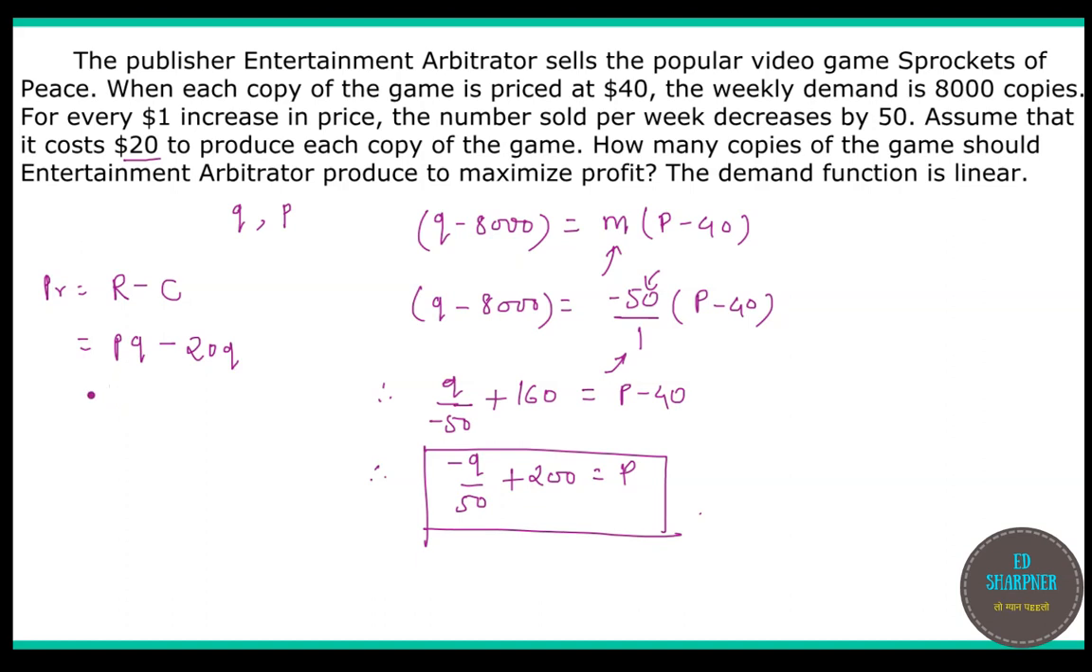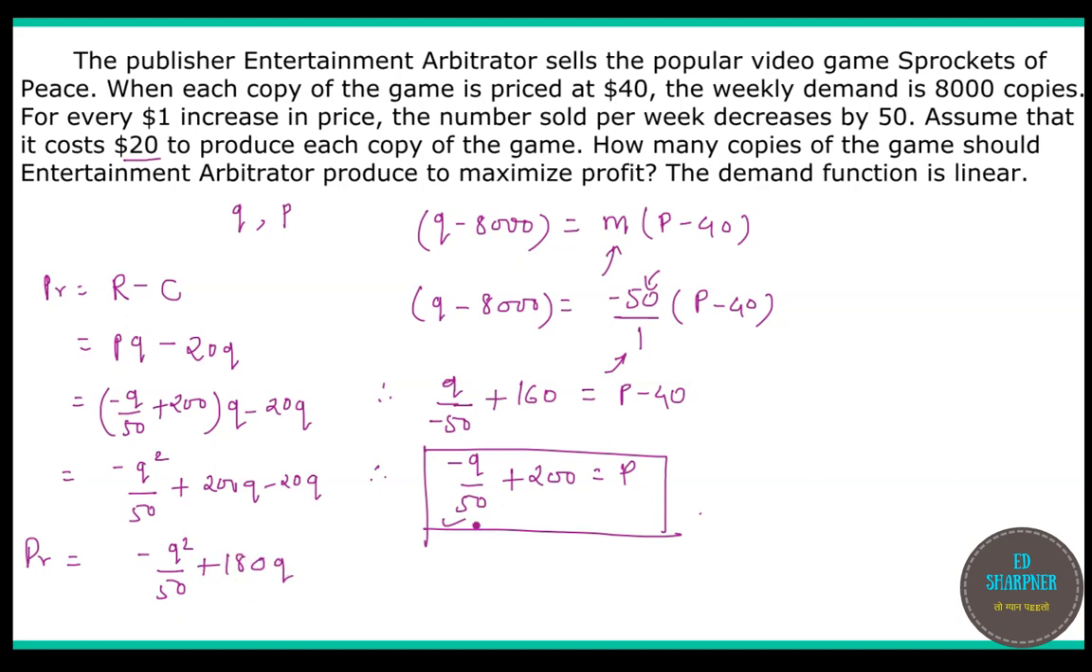Now what we are going to do is replace P by this very function over here. So we have minus Q by 50 plus 200 multiplied by Q minus 20Q. If we simplify this, we get minus Q square by 50 plus 200Q minus 20Q. So the profit function is nothing but minus Q square by 50 plus 180Q.